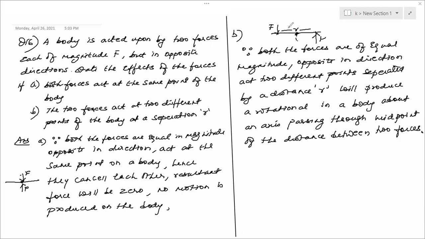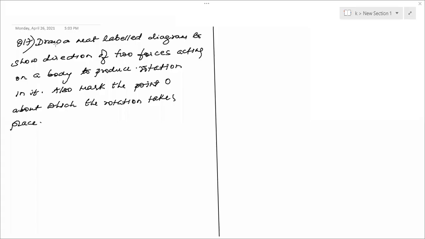Got it? Now, after this, we go to question number 17. Draw a neat labelled diagram to show the direction of the two forces acting on a body to produce rotation. That means two forces are acting on a body and it produces rotation. So you have to draw a diagram for it and also mark the point about which the rotation will take place. Just like the answer to the last question, suppose this is a body, and two forces act. Here is one force acting at this point, and another force is acting here.